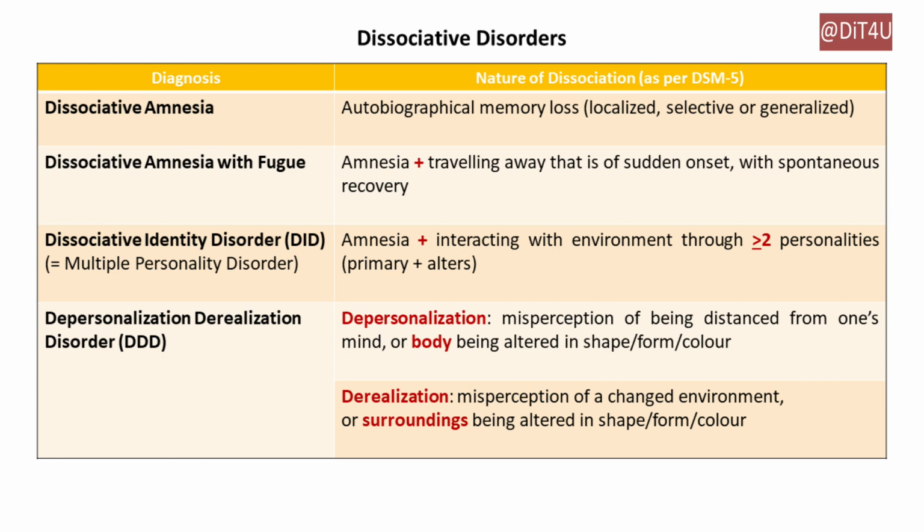Then you have depersonalization disorder, wherein there is misperception of, or being distanced from, one's mind or body. So alteration in shape, form, or color of one's own body. Everything might appear vague mentally. Derealization is when the environment is changing: misperception or changed environment, with surroundings being altered in shape, form, or color. The people might appear smaller. The trees might appear redder instead of green. Distances may appear very far away or too close. All these things could happen. Depersonalization and derealization could also occur as psychological features of extreme panic attacks, but under DSM-5 it is included as dissociative disorders, and any one of them is enough to call it DDD, that is depersonalization-derealization disorder.